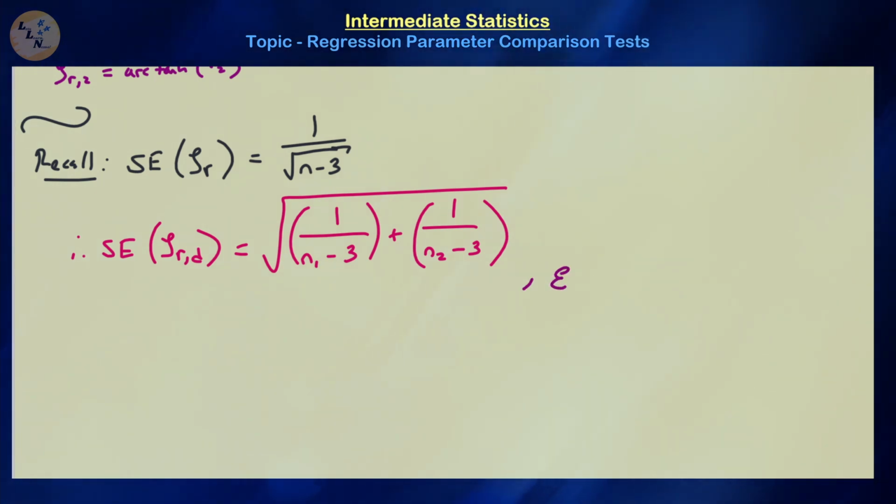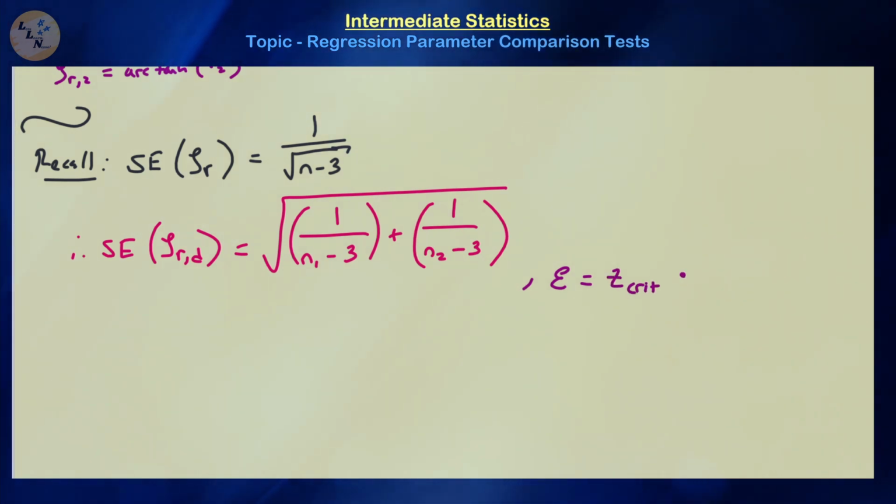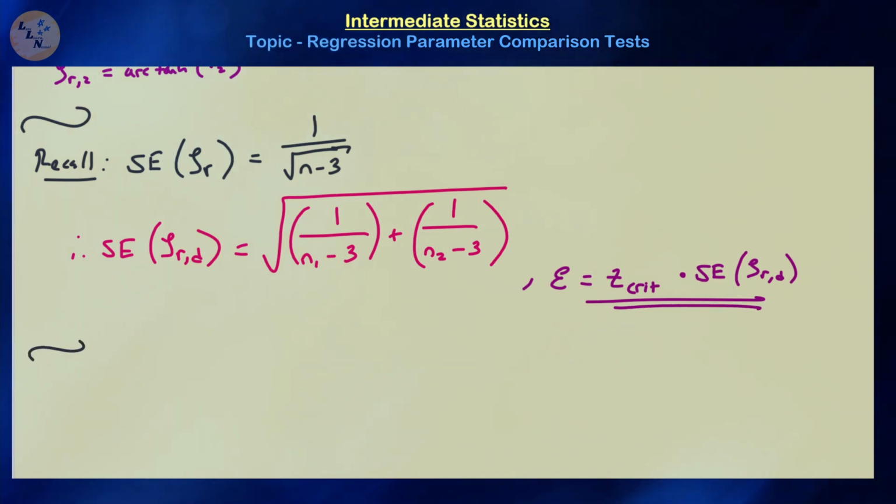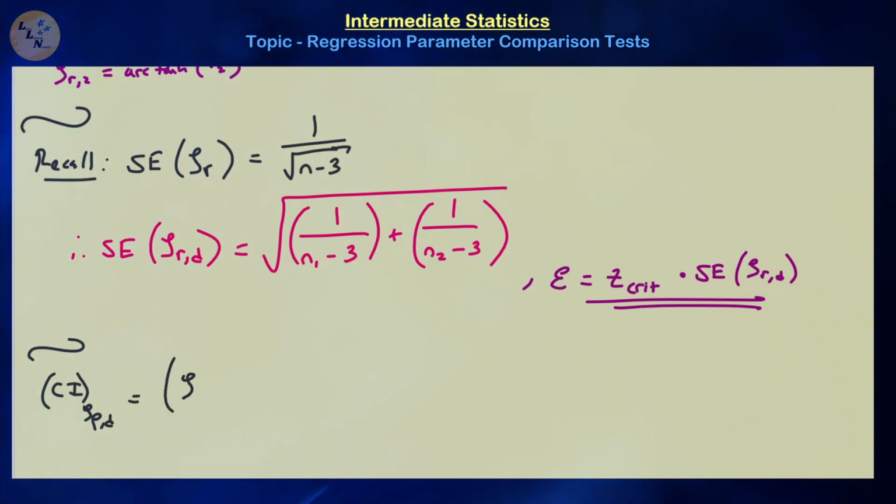So once you have that, then we have a margin of error. A margin of error for a confidence interval for zeta r is going to be equal to a z critical value, so no degrees of freedom needed, times the standard error of zeta r d. Then we can construct a confidence interval for zeta rho d. That's going to be equal to zeta rd minus epsilon, and zeta rd plus epsilon.